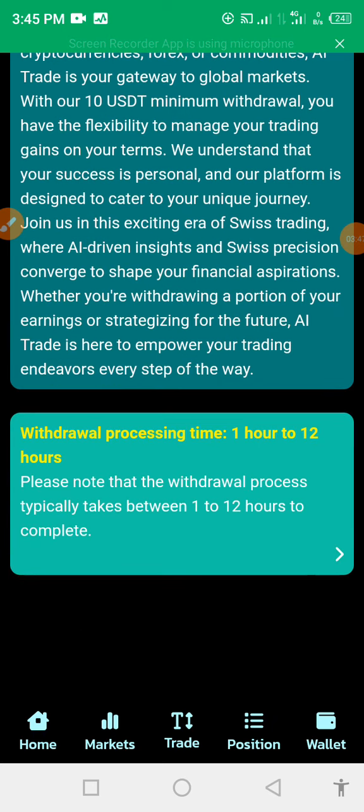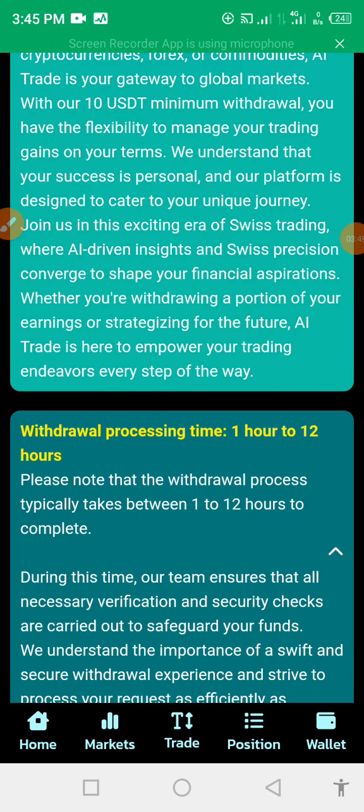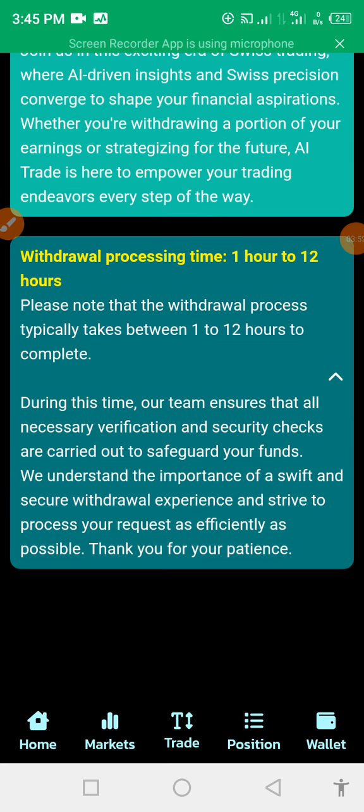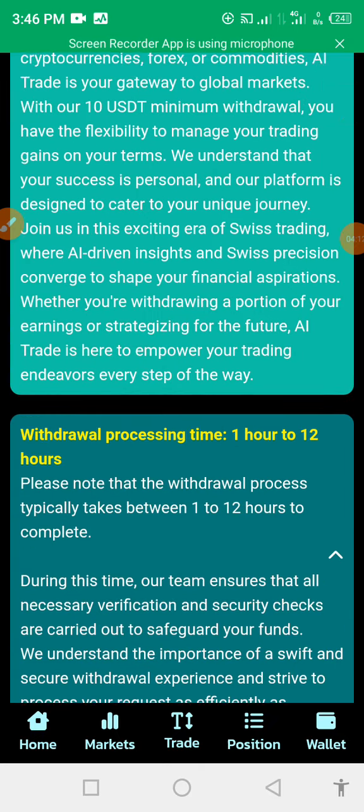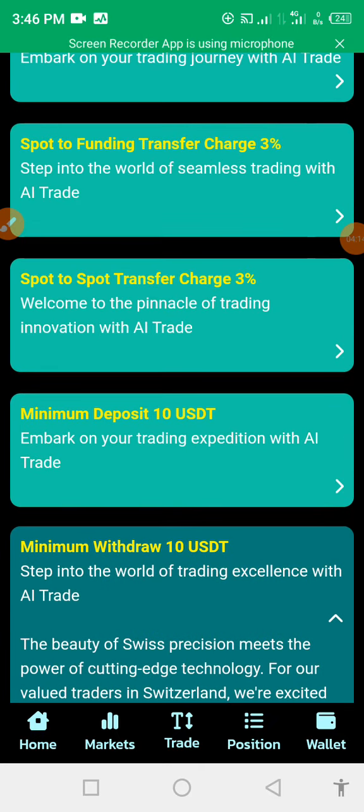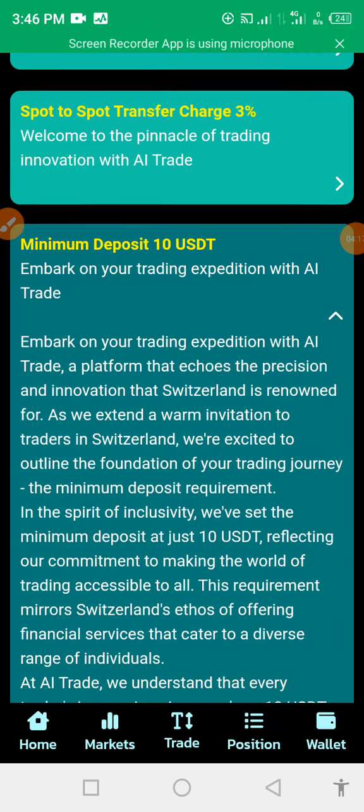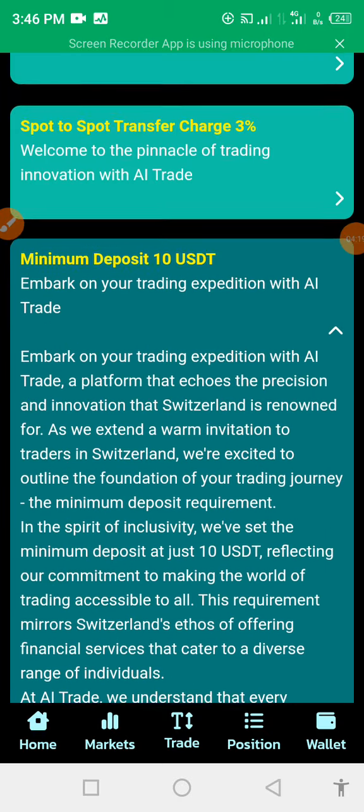The withdrawal processing is 1 hour, as you can see. During this time, our team ensures that necessary verification and security checks are carried out to safeguard your funds. We understand the importance of a swift and secure withdrawal experience, and we process requests as efficiently as possible. Thank you for your patience. So that's how I can show you the minimum, and this is the minimum for deposit.